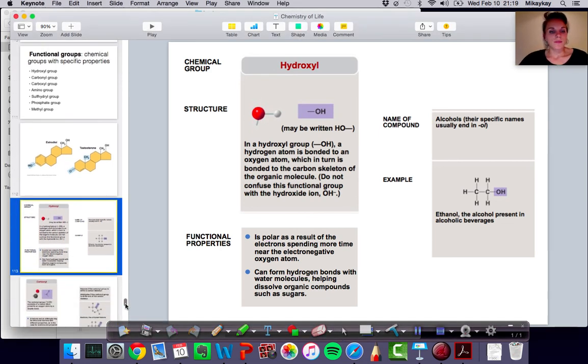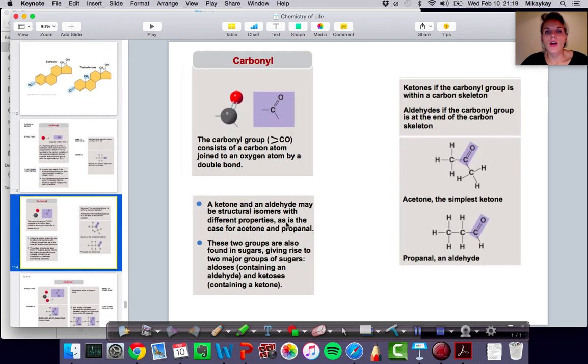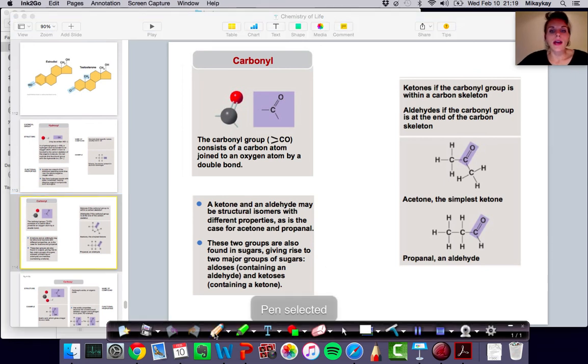That's hydroxyl. Next one, we have our carbonyl group. This one is tricky because you're going to mix it up with the next one, which is a carboxyl, right? So carbonyl is when you have a carbon connected to other carbons, and that carbon has an oxygen that's double bonded to it. Okay, so here we have carbon, carbon, carbon, and it has a double bonded oxygen.